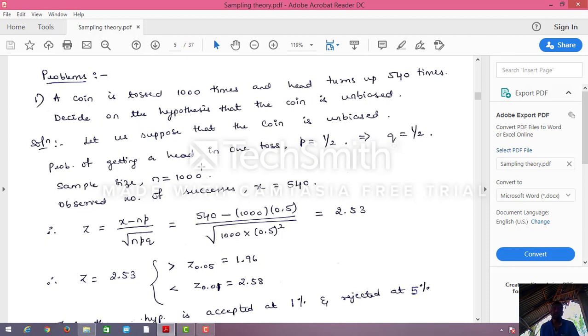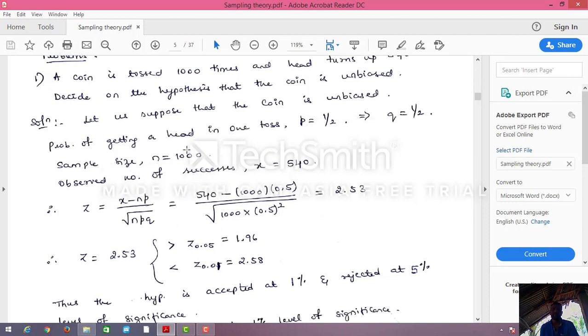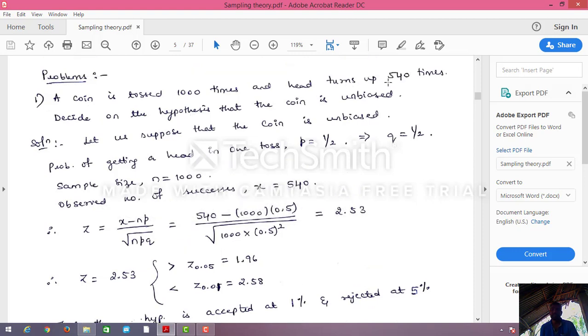If we toss a coin, what is the probability of getting head? Head is 1 by 2 and tail is also 1 by 2. Probability of getting head is p equal to 1 by 2. P is 1 by 2 means q equal to 1 minus p, which is 1 minus 1 by 2, that is 1 by 2. Next, sample size. Sample size is 1000, that is n. Observed number of success: how many times head turns up? 540 times. That is x.